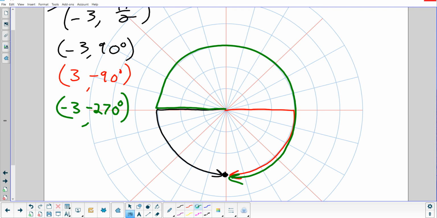One more. If you look at the different combinations we have, we've got a negative positive. We've got a positive negative. We have the negative negative. We're missing the positive positive, which I want to do in a different color. Yeah. +3, +270.